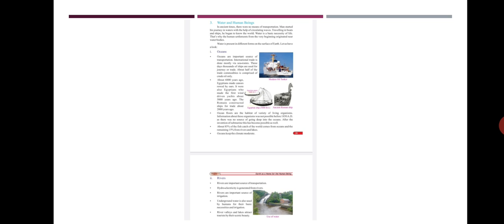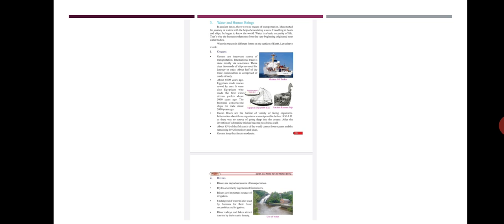Water is the basic necessity of life, and you can find water on the surface of the earth in different forms. The first one is oceans, a very important source of transportation. International trade is mostly done because of the sea routes. The ancient Egyptians made canoes, and made the first wind-driven yachts 5,000 years ago. The Romans constructed ships for trade about 2,000 years ago.